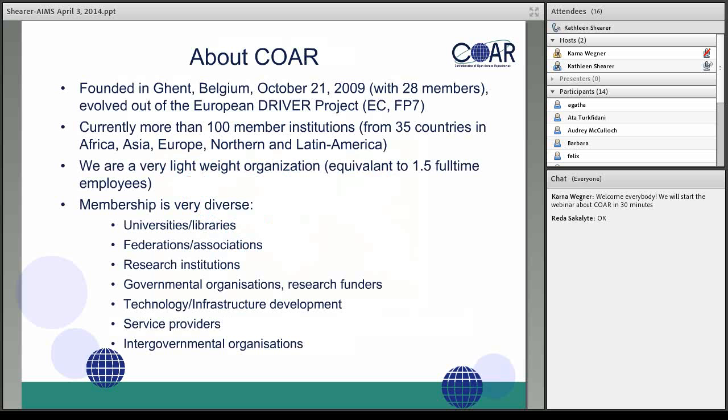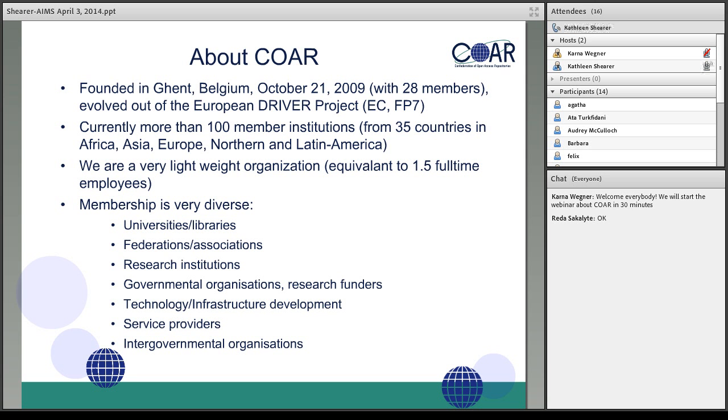So we were founded in 2009 in Ghent, Belgium, and the organization really evolved out of the DRIVER project, which was a European Commission funded project to build repositories in the European Union countries. Once that project was completed, it became obvious that repositories are not regional, they're global, and there needs to be some way of connecting repositories, not only across institutions, but nations and regions as well. So we've grown since our founding, where we started with 28 members, and we now have more than 100 institutions from 35 countries across the world.